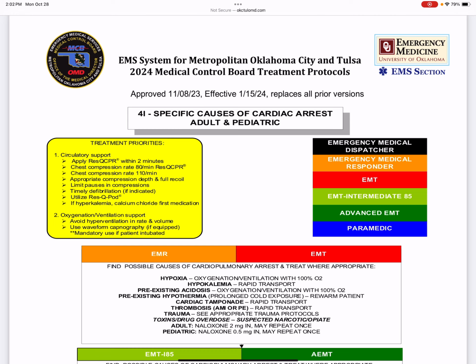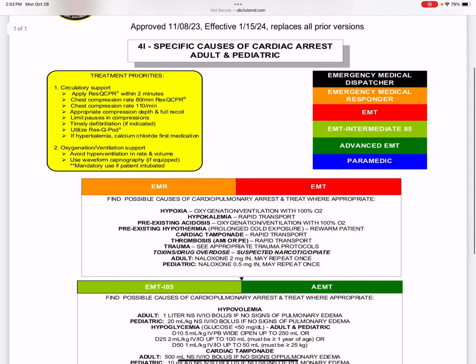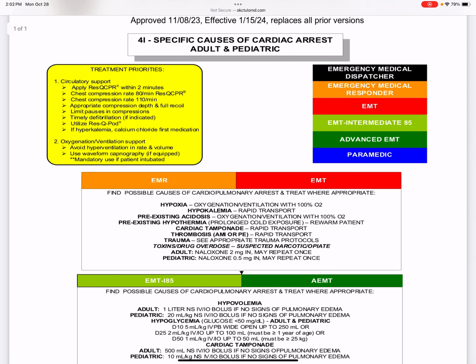Obtaining a history of the patient is important: what they've eaten, any allergies, any medication changes, narcotics, anything like that. So obtaining that and getting your baseline information out of the way. So your treatment priorities, again, over here in the yellow box, nothing really changes as far as what we've already been over, except for the very bottom point on number 1. If hyperkalemia exists, calcium chloride is your first medication.